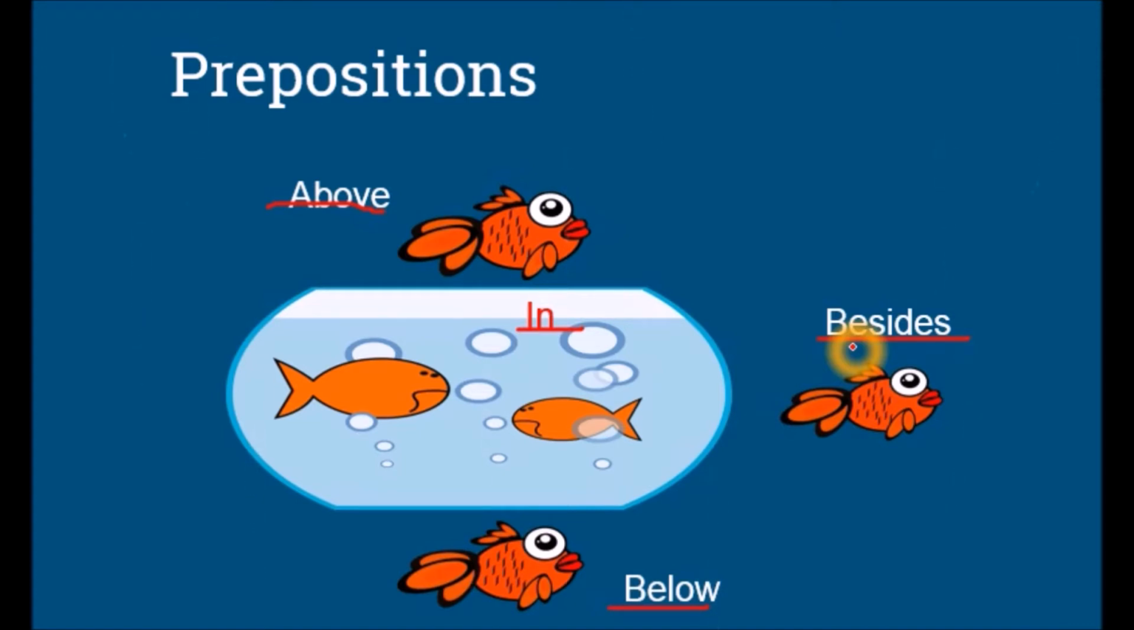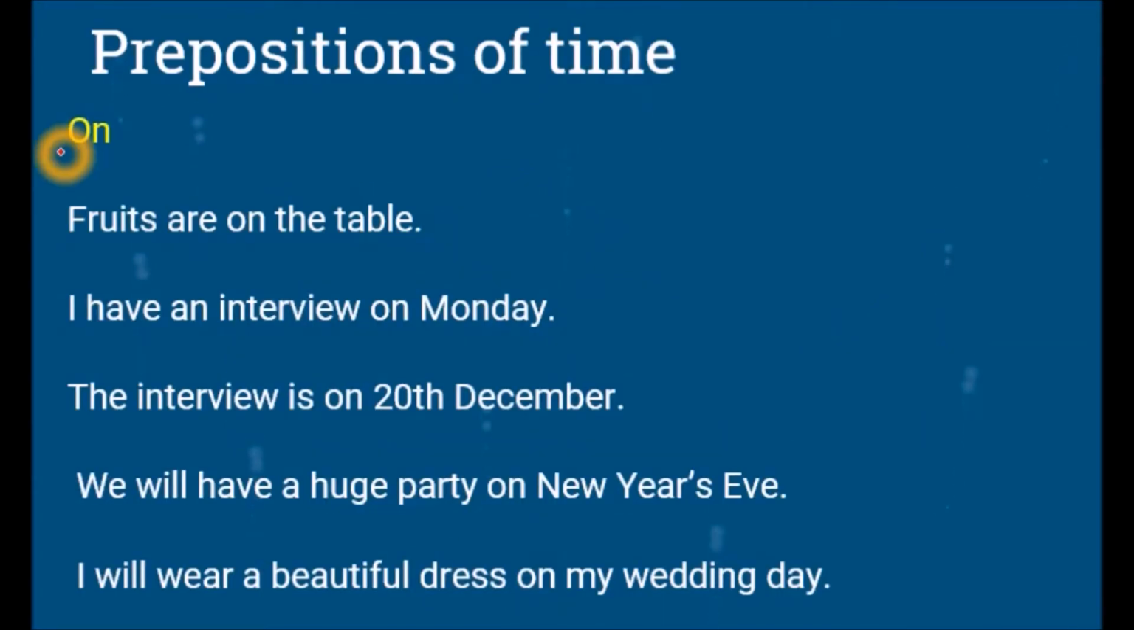In other words, prepositions are short words like on, in, above, beside, below that usually stand in front of a noun. So on, at, in, these prepositions are common words which we use in a sentence to talk about positions of different things, and the same prepositions we use to talk about place and time. So in this video, we'll discuss how we can use these prepositions as prepositions of time. Let's start with the preposition on.